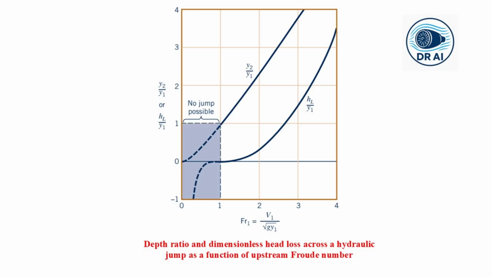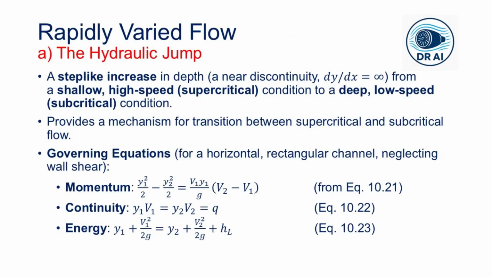Why? Because of energy. Let us look at the energy equation across the jump as displayed over here. The term HL in it is the head loss. This loss is not due to the wall friction. We neglected that. It's due to the intense turbulent mixing and dissipation inside the jump itself. So the water churns, eddies form, and kinetic energy is converted into heat.